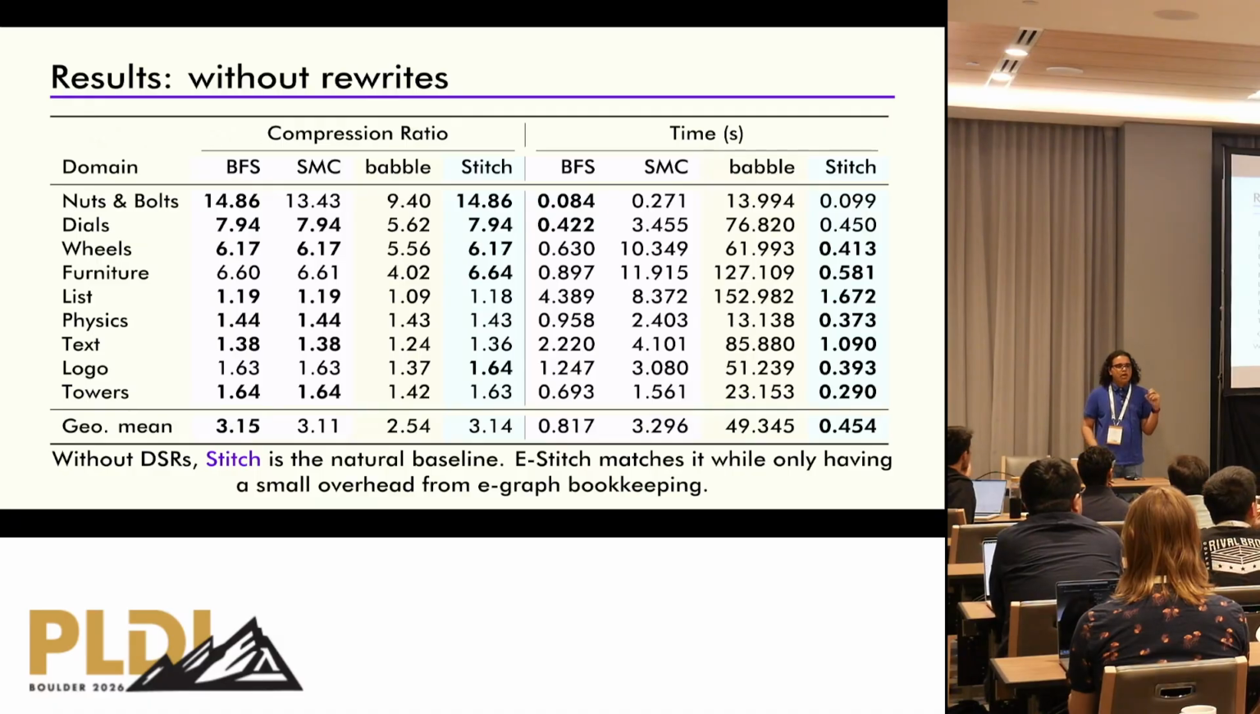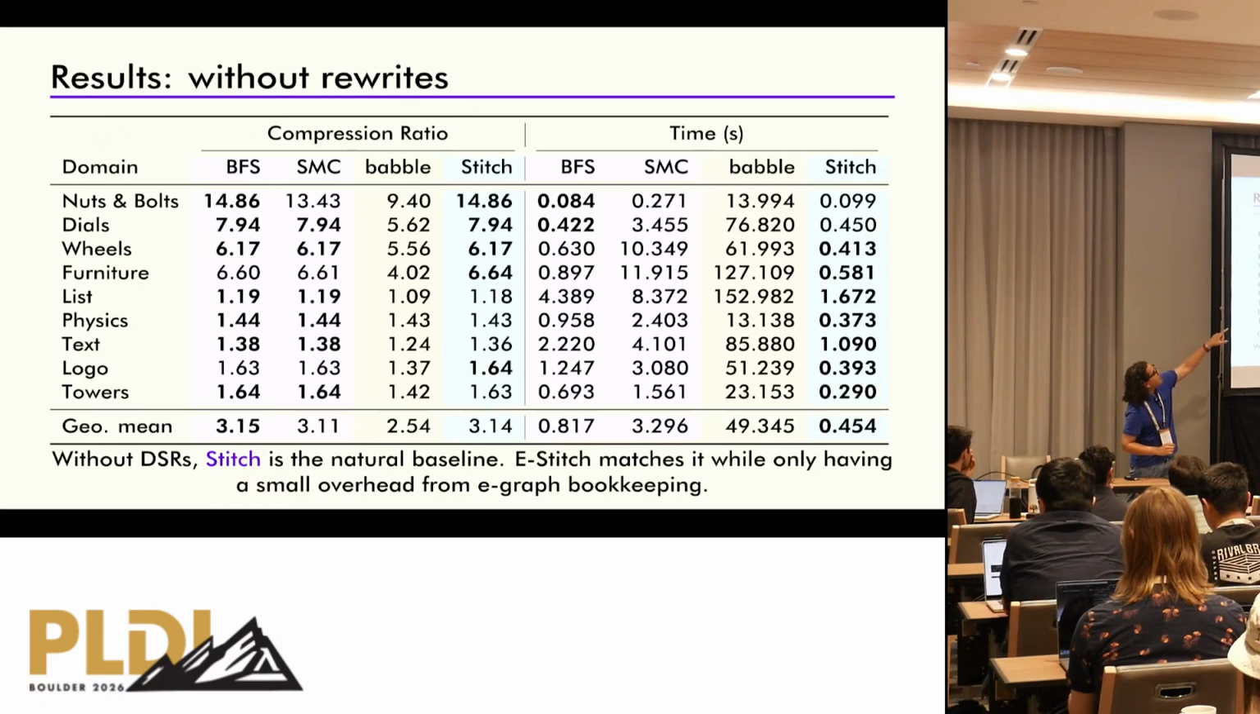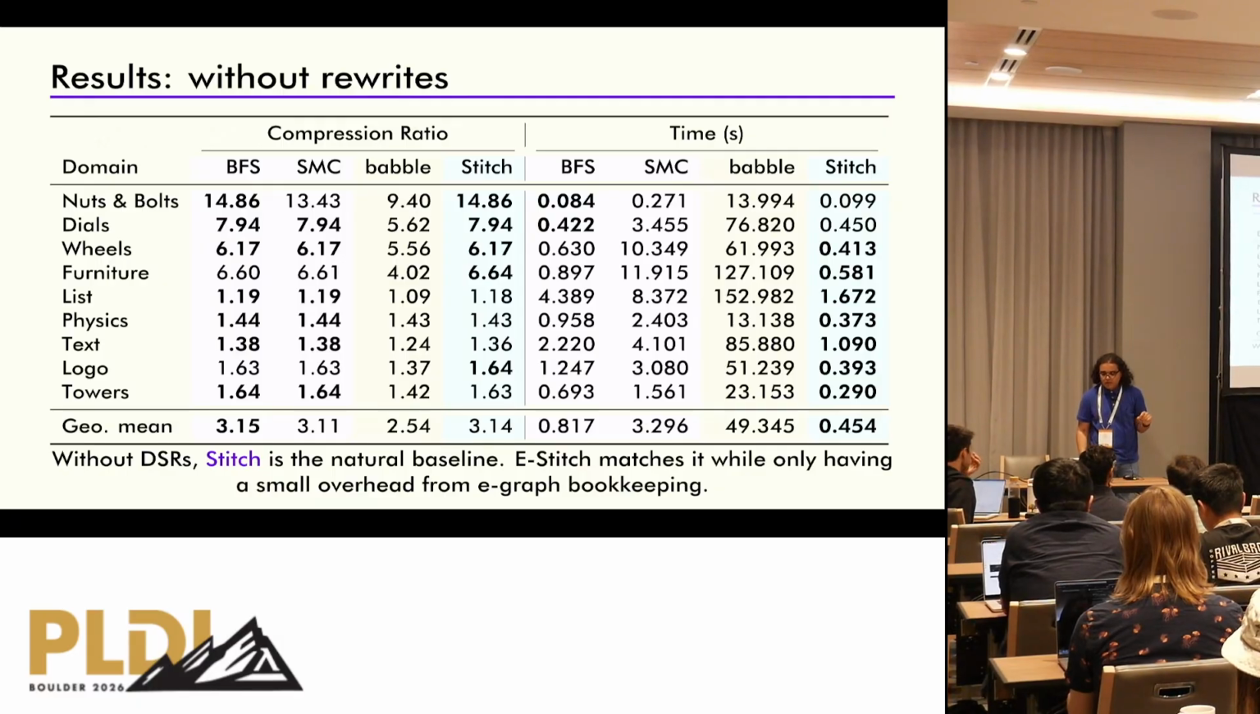In terms of time, we only have an overhead of about 2x. So that's all the eGraph tracking and everything like that. It doesn't add all that much to the cost of the search. And we're even a little bit better than Stitch on a couple of domains that have a very large number of nodes in them. So that's the first two domains. That's because of our lower bound being a little bit stronger than Stitch's, even though it's a little slower to compute.